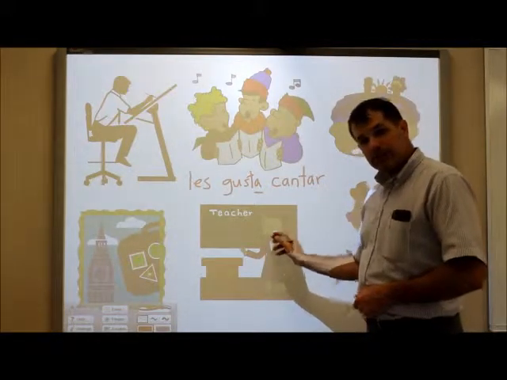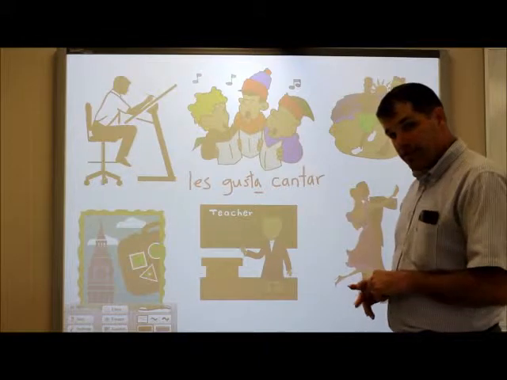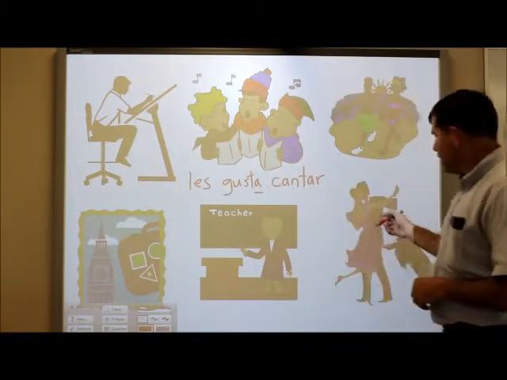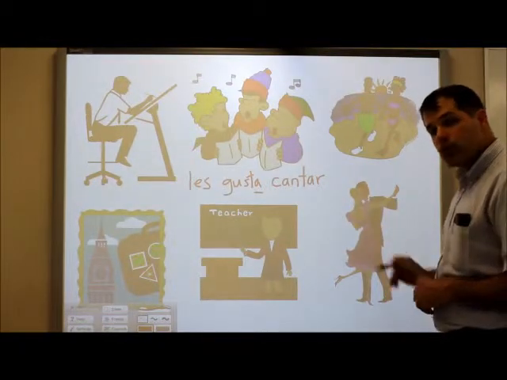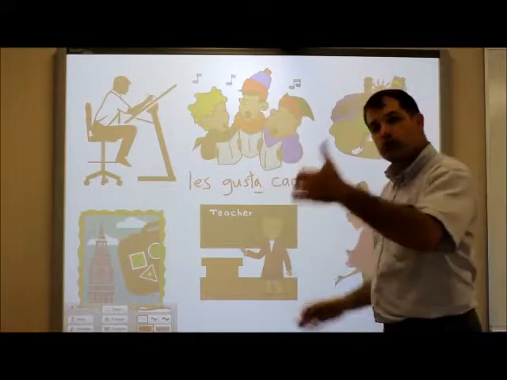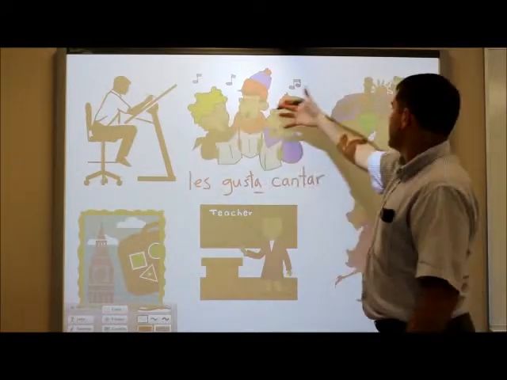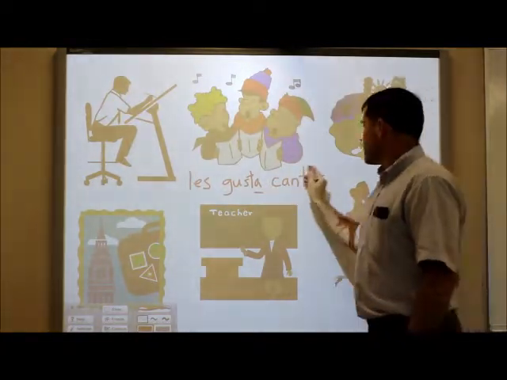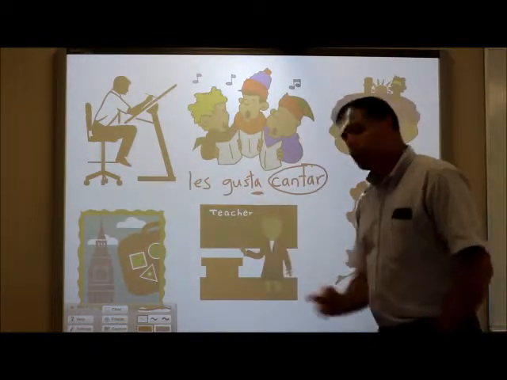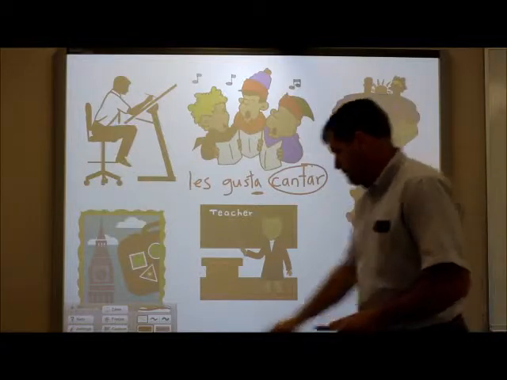A ella le gusta enseñar. Y a ellos les gusta bailar. So notice with any activities, if we use a verb, dibujar, cantar, caminar, an activity, a verb is singular, so we will always have the singular form of the verb gusta.